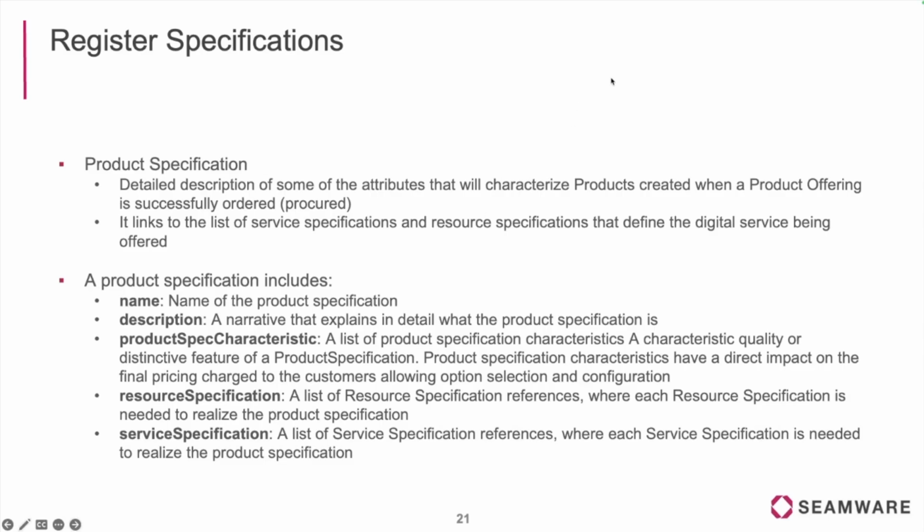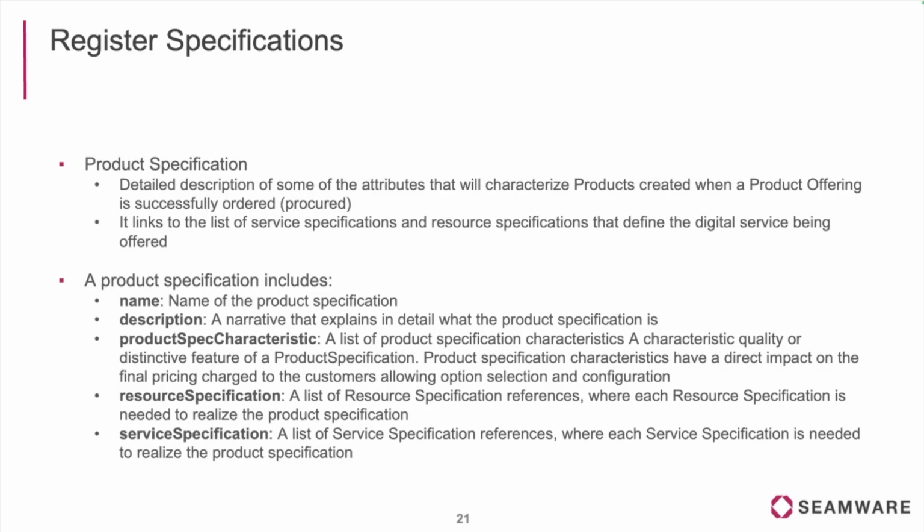Okay, and once we have our services and our resources specification created, we need to put them together within a product specification, which is the description that will characterize the product when the product offering is purchased. And for this, the main information is the name and the description again. And then we have product specification characteristics. These are very, very important, because in the product specification characteristics is where you are going to define the configuration options the different customers can select.